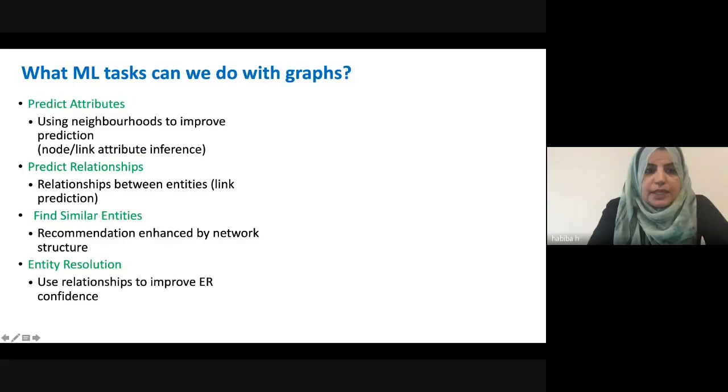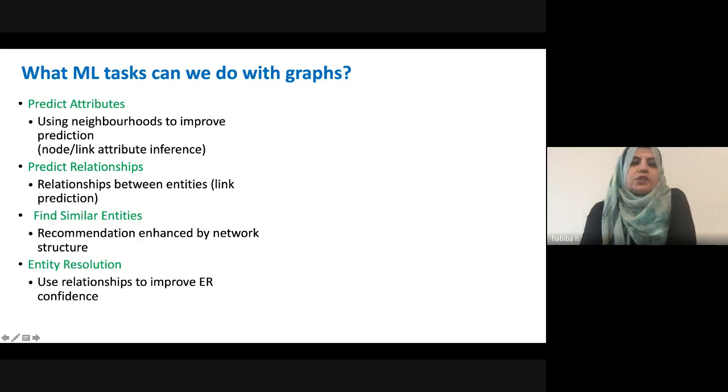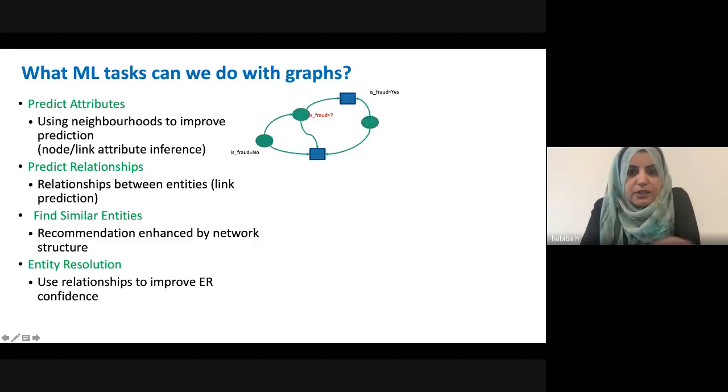Now, the next question is, what kind of machine learning tasks can we do on graphs? Pretty much what you could do with machine learning without a graph, you can do with graphs. But then there are some other very interesting questions that are very well suited for graph structured data, or could be better answered with graphs, and are extremely challenging without them. So to start with, the standard machine learning tasks like predicting attributes. It could be a node level attribute, or it could be an edge attribute in the case of a graph.